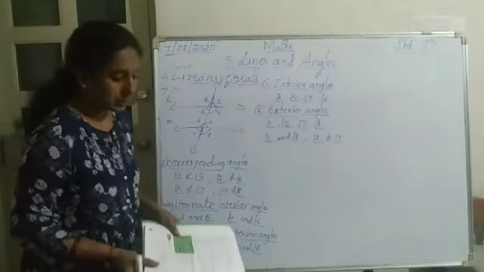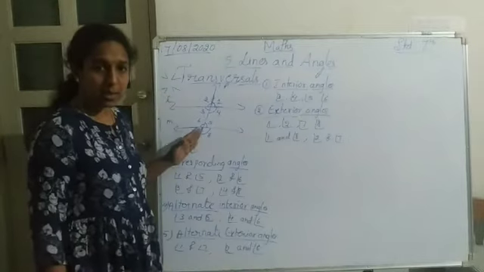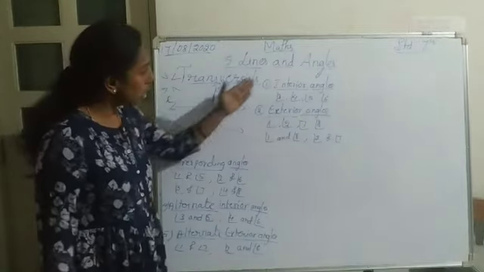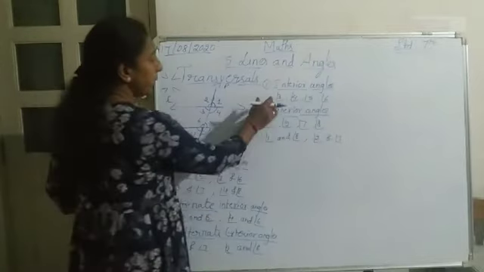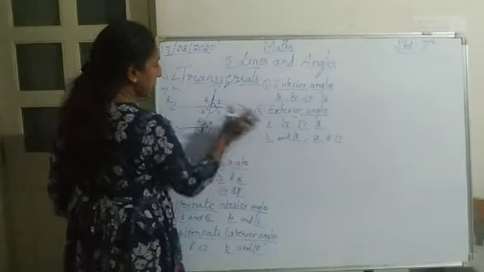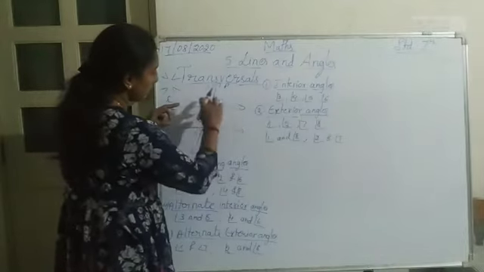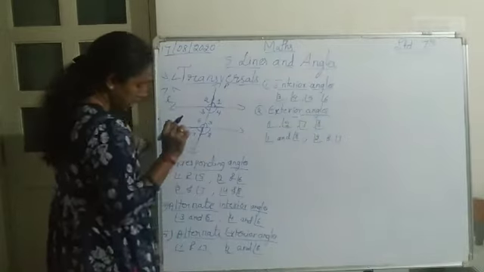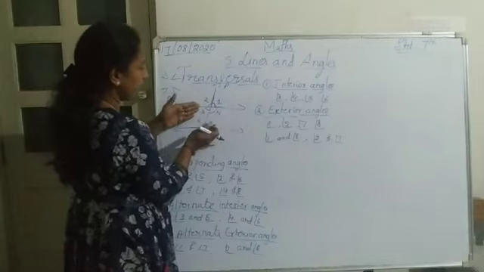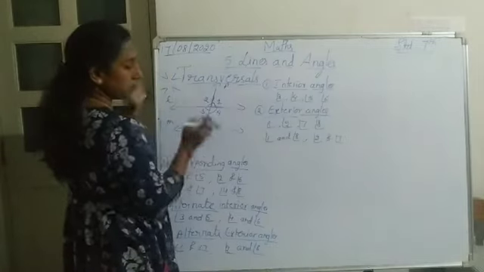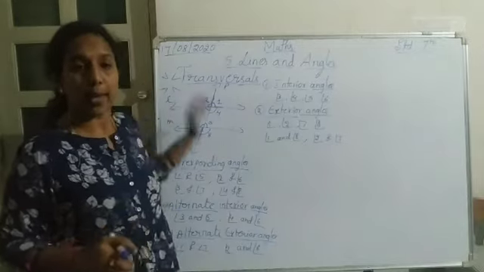Now let us come to the next one. Here we have considered two lines and one more transversal. So these are the different types of angles that we have learnt here. Interior angles means these four, exterior means outside of this. Corresponding is these two, like this. Alternate interior means opposite, like this, and then alternate exterior.